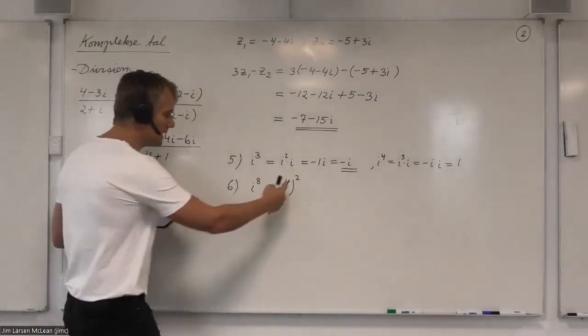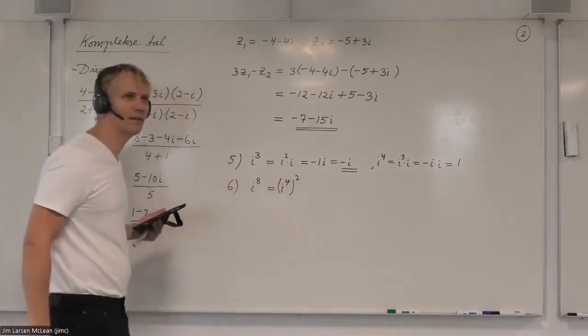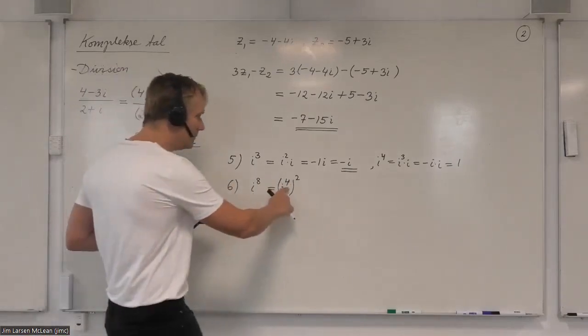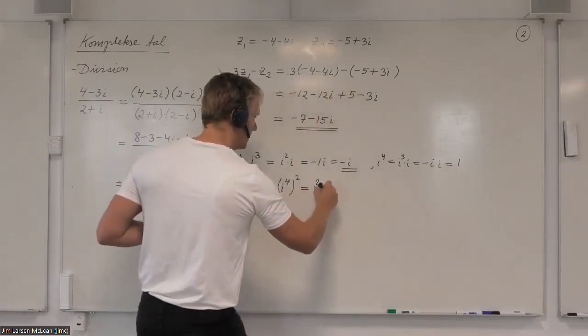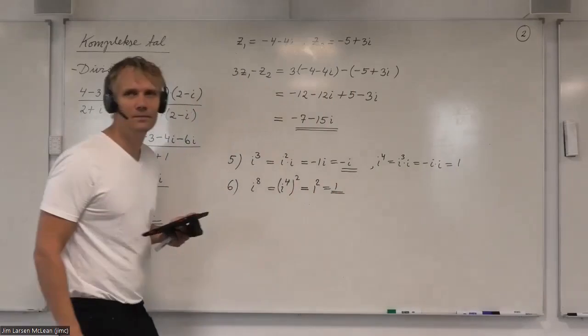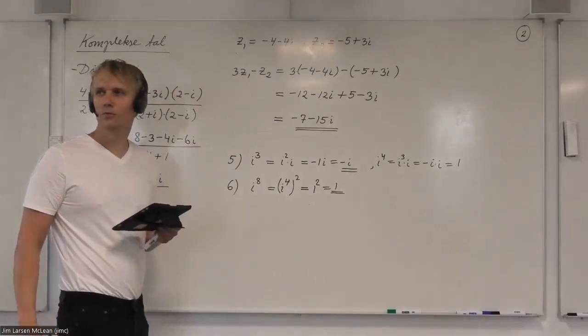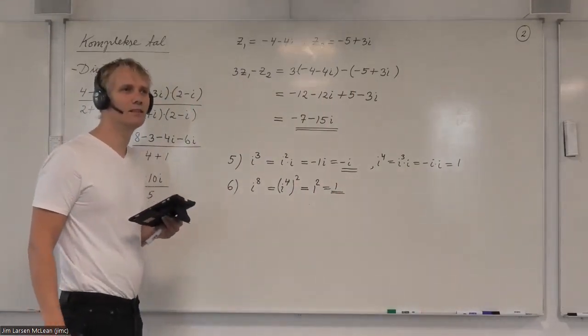We know we can multiply the exponents, so 2 times 4 is 8. I've just written the same again, but I know i to the 4th is exactly 1. So it's just 1 raised to the power of 2, so it's 1 itself. And by doing this, we can calculate i raised to all sorts of scary exponents.